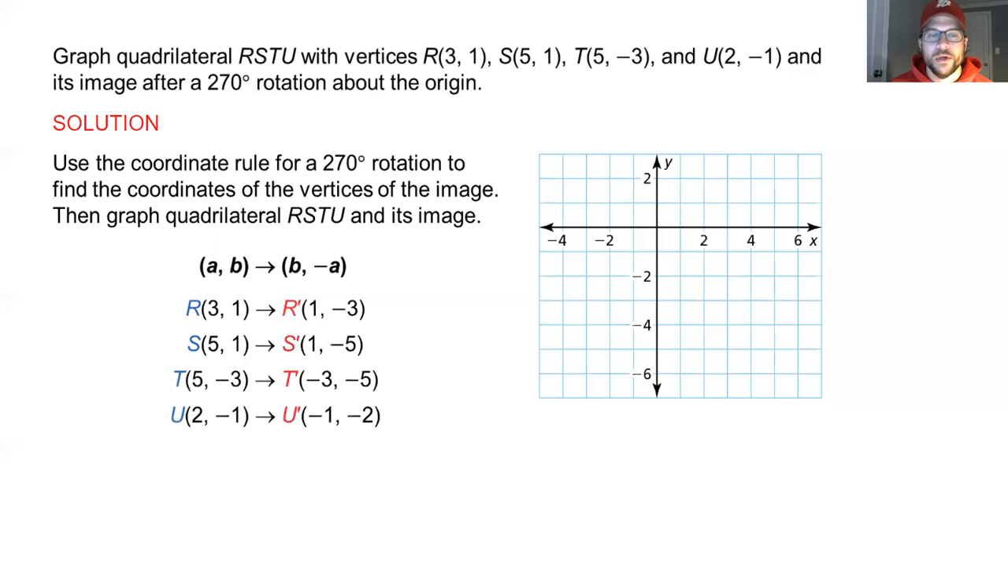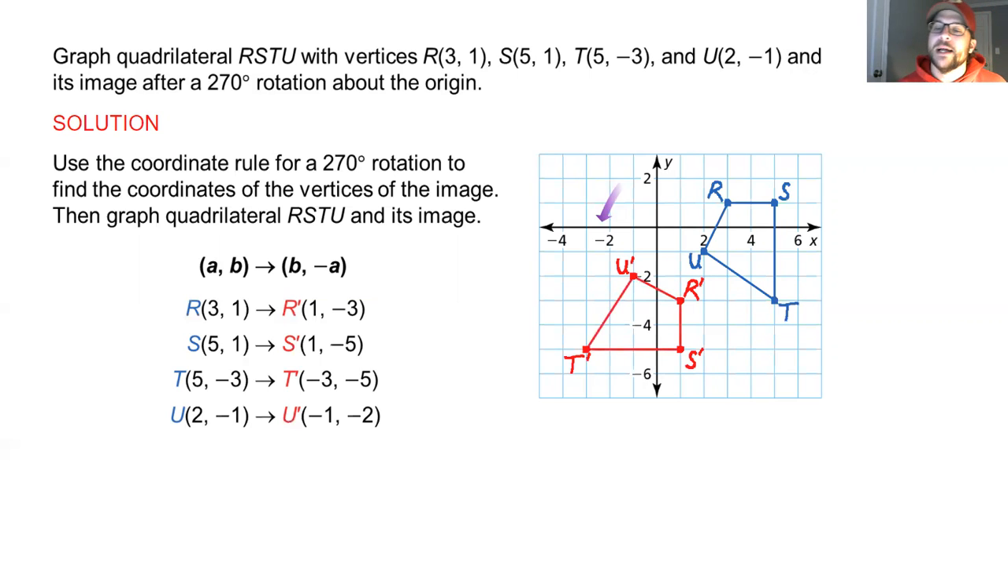So when we graph those, first we can graph our pre-image points, the original RSTU, and then connect the dots, the lines between them. This is our original starting quadrilateral. Then we're going to plot our new image points after it is rotated 270 degrees counterclockwise around the origin. So this is our new R image. It is at the point (1, -3). This is our new S image at (1, -5). T is at (-3, -5). And U is at (-1, -2).